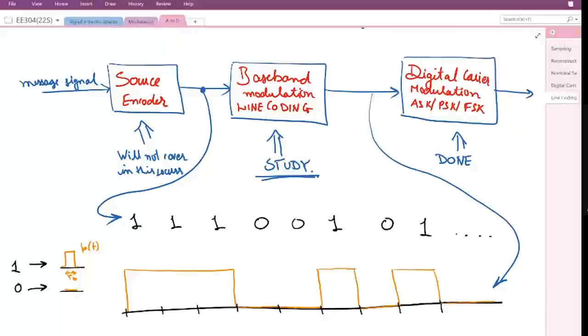Akash is asking if there is any specific name for TB. TB is the bit interval duration. Okay, this is the complete pulse duration.